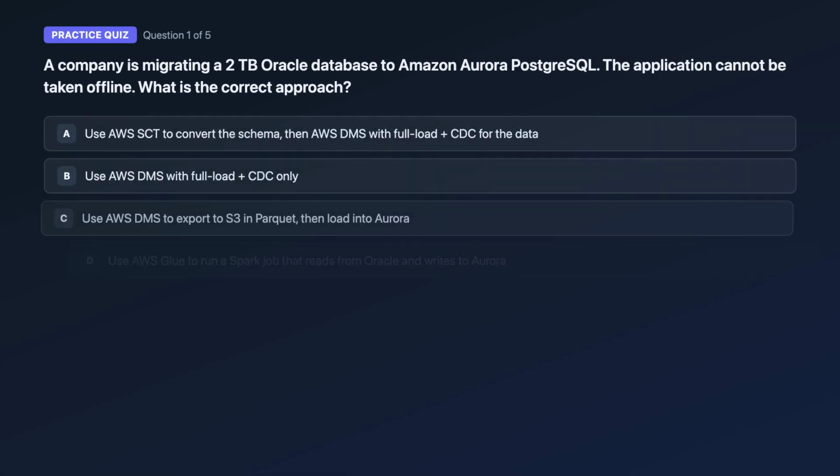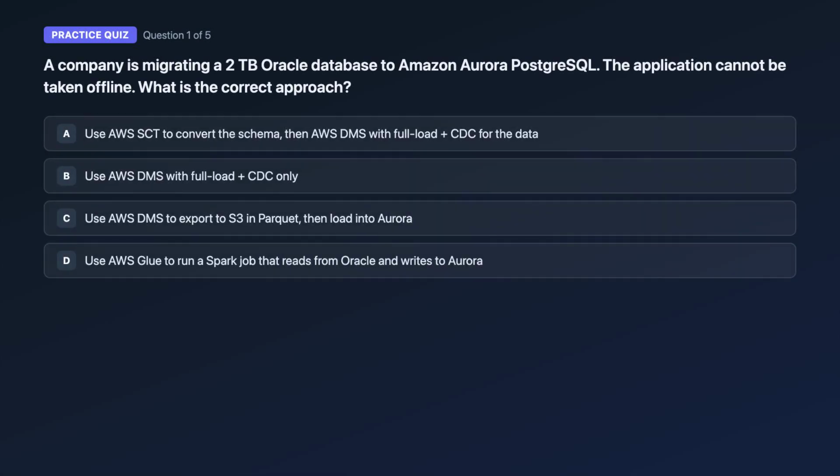All right, question 1. A company is migrating a 2 terabyte Oracle database to Amazon Aurora PostgreSQL. The application cannot be taken offline. What is the correct approach? Is it A, use SCT to convert the schema, then DMS with full load plus CDC for the data? B, use DMS with full load plus CDC only. C, use DMS to export to S3 in Parquet, then load into Aurora. Or D, use Glue to run a Spark job that reads from Oracle and writes to Aurora. Take a moment to think about it.